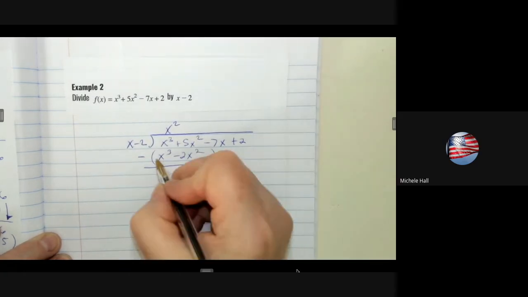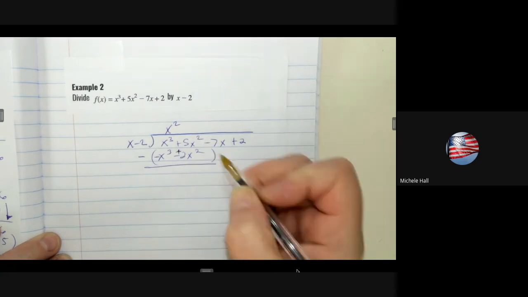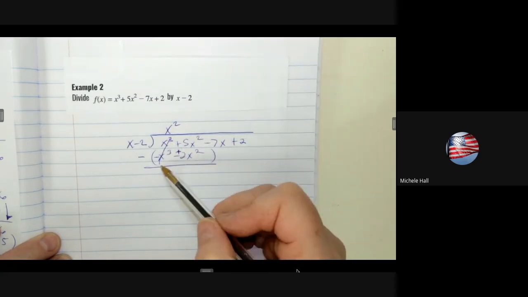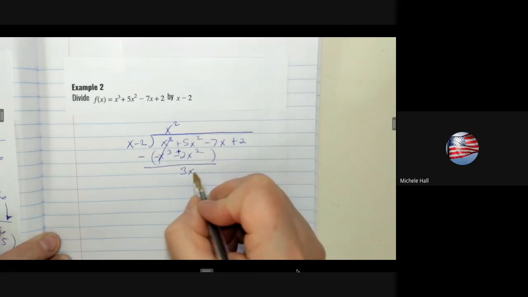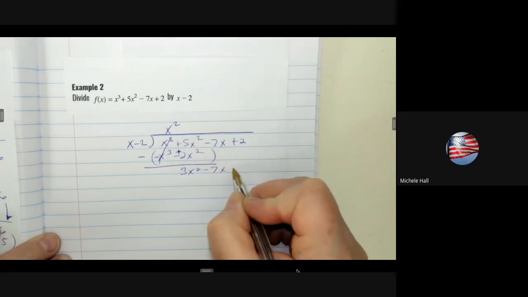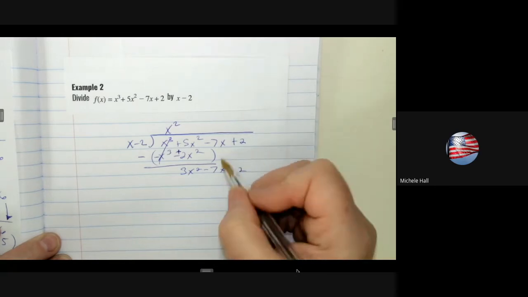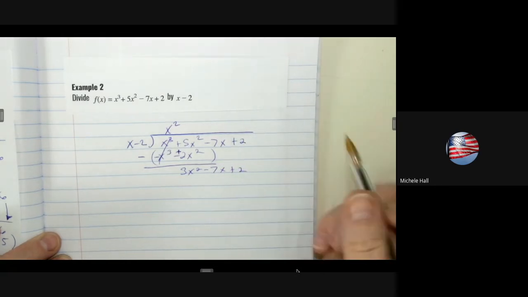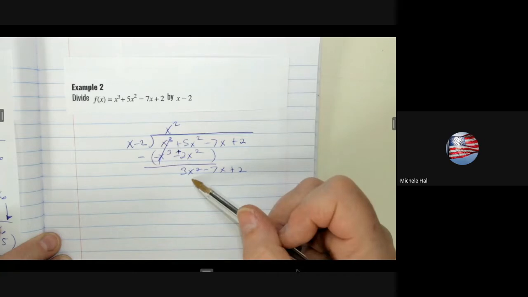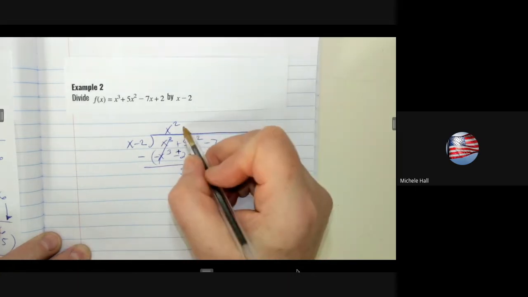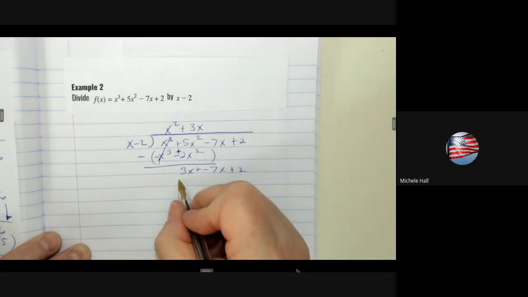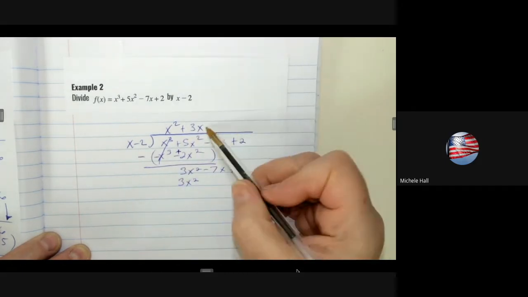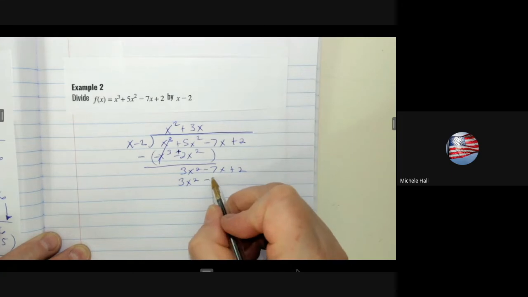Subtract. Change your signs. These cancel as they should. 5x squared minus 2x squared is 3x squared. And I'm going to bring down my other terms, my negative 7x, my positive 2. What times x is 3x squared? That would be 3x times x is 3x squared. 3x times negative 2 is negative 6x.